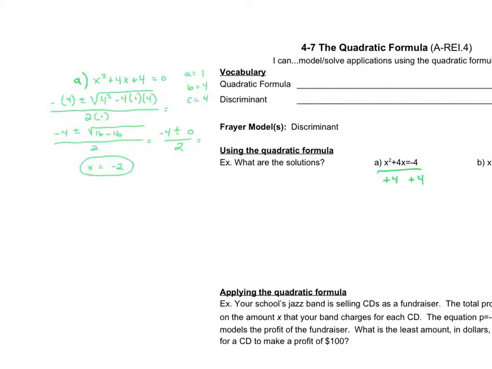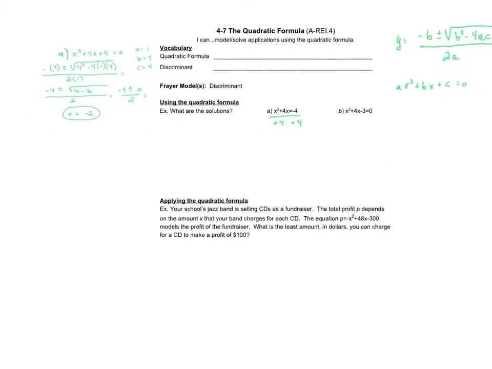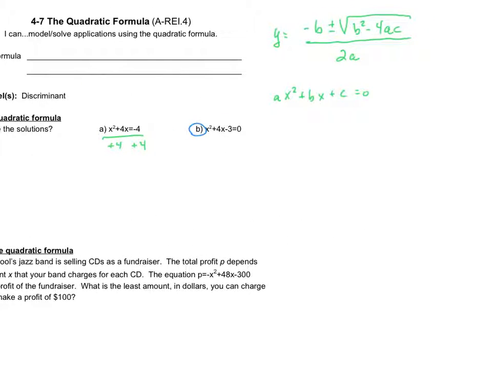If we look at this next example, we are looking at x squared plus 4x minus 3 equals 0. I'm already in standard form, so I can find that a is equal to 1, b is equal to 4, and c is equal to negative 3. Using the quadratic formula, I have negative 4 plus or minus the square root of 4 squared minus 4 times 1 times negative 3, populating those values into my quadratic formula. All of that is going to be over 2 times 1.